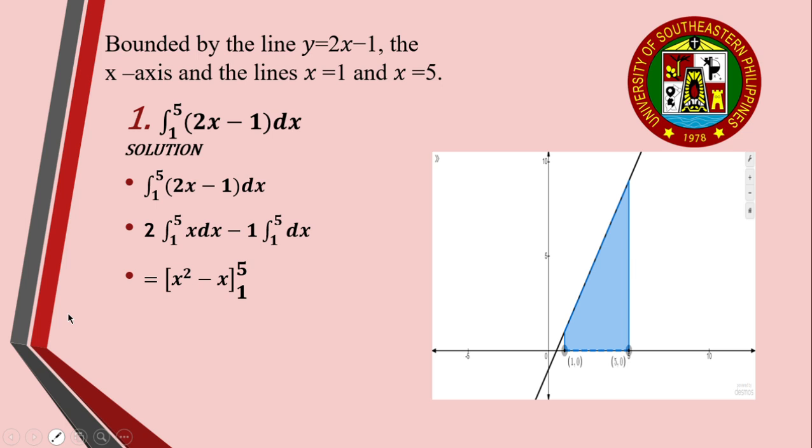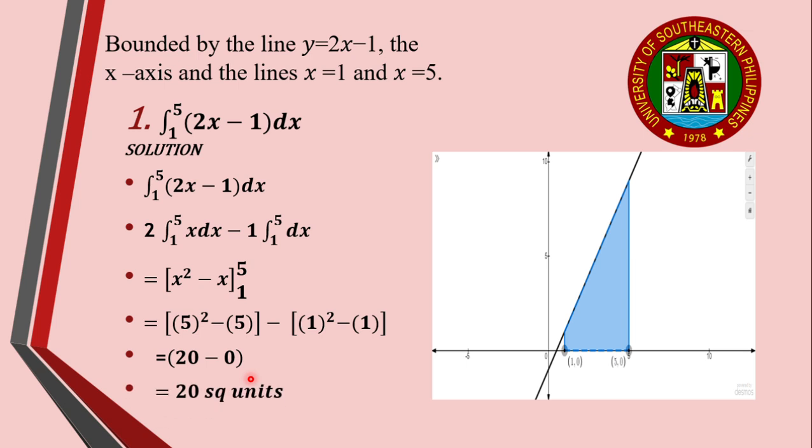So next, we're going to apply the integration now. We're going to substitute the upper bound and the lower bound into the integrated function, the new integrated function that we have here. So first is to substitute the upper bound, no? 5 squared minus 5 is equal to 25 minus 5 is equal to 20, minus 1 squared is equal to 1, minus 1 is equal to 1. So 1 minus 1 is equal to 0. So we have here 20 minus 0.